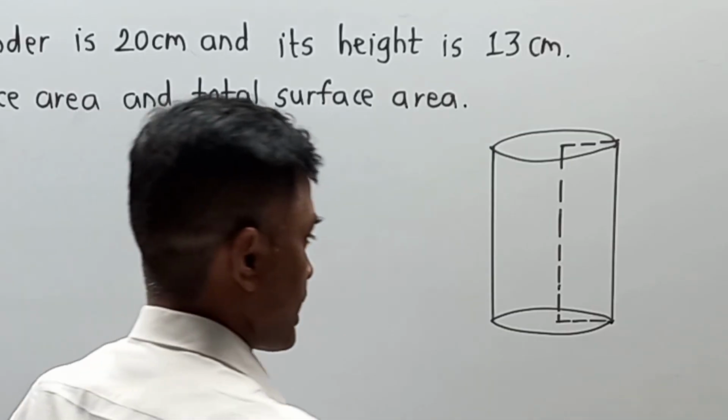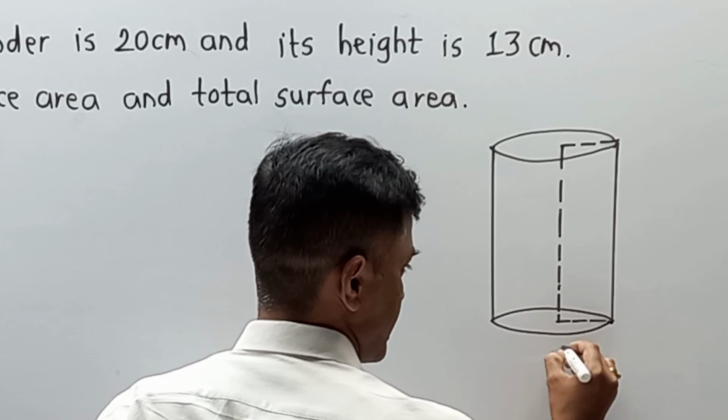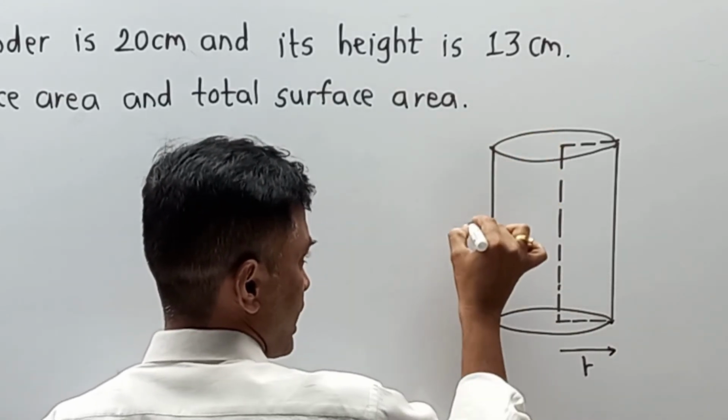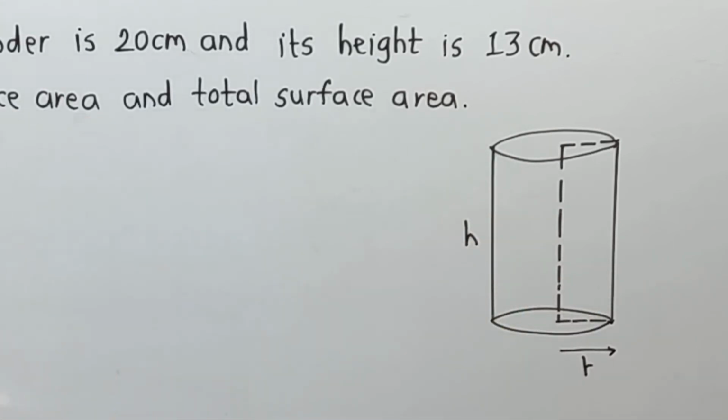Observe the same question from a diagram point of view. Let us say this is a cylinder, and I am going to call this distance the radius r and the vertical height h. They have given three values or data in front of us. What are those? Please pay attention.